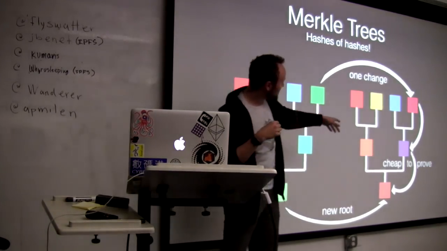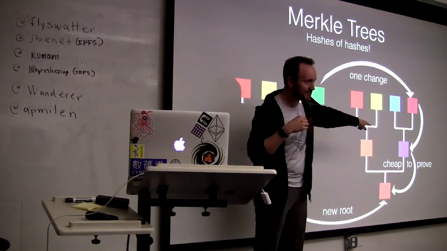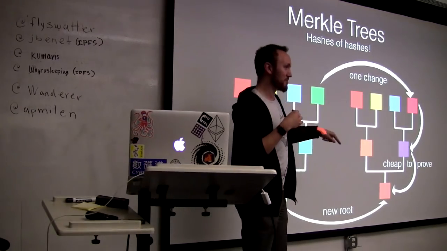Let's say you had all of these, and then you get that one new file. You can just go up there. You're like, okay, let me hash that. I can hash that, and you get the new result. And that's called a Merkle proof.